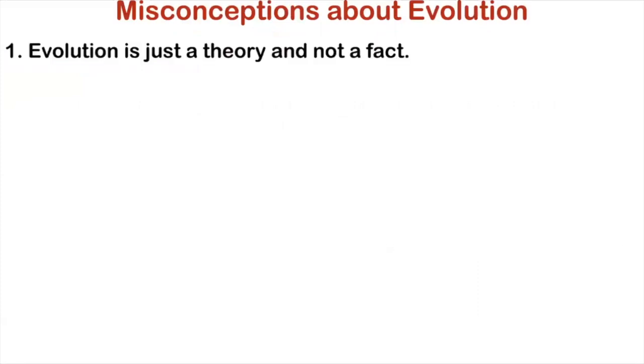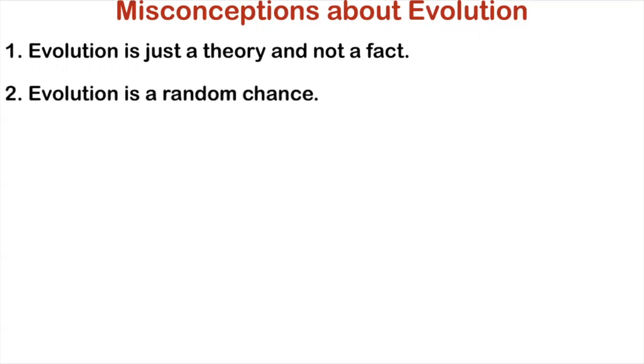Now let's talk about the misconceptions about evolution. Number one is that evolution is just a theory and not a fact. In science, remember, a theory is not a guess or a speculation, but an explanation that is supported by a vast amount of evidence. The theory of evolution is a well supported and thoroughly tested explanation of how life on Earth has changed over time. So it is a fact.